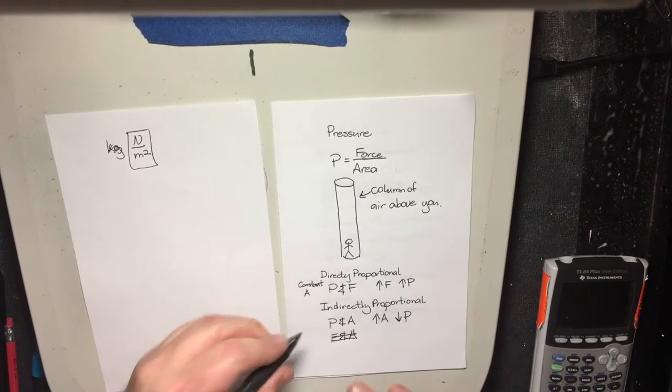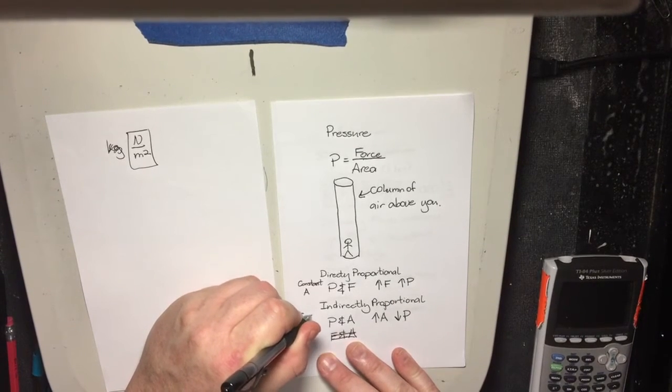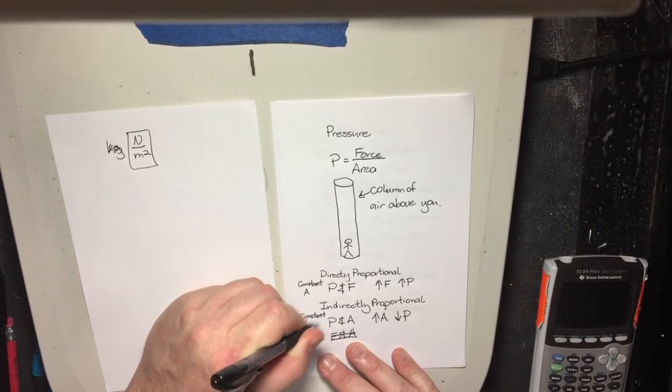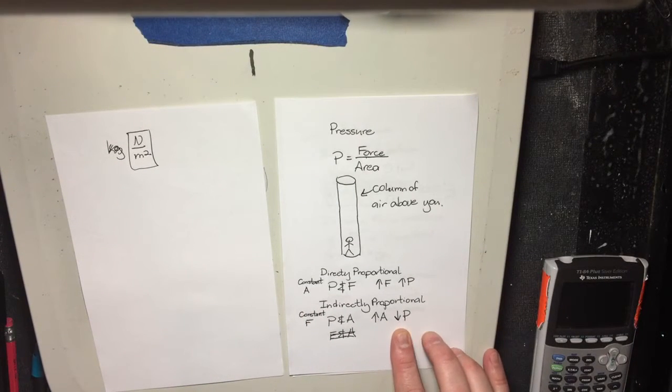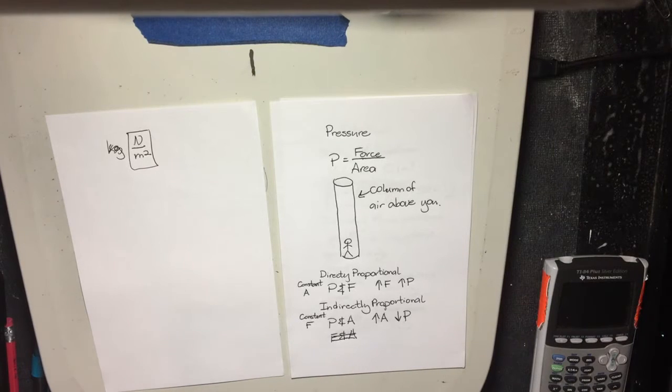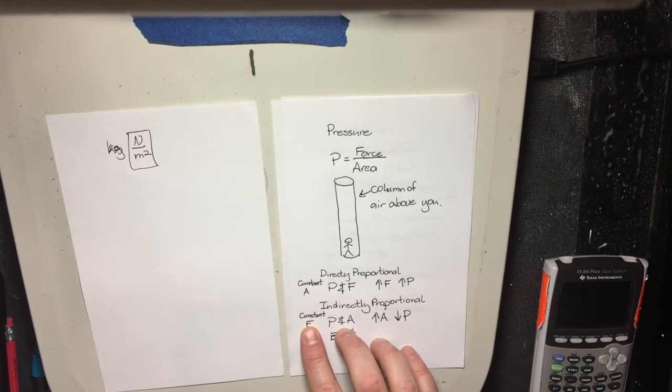In this particular case, I said constant F. So an increase in area would decrease pressure if you set up the experiment to say force was constant.